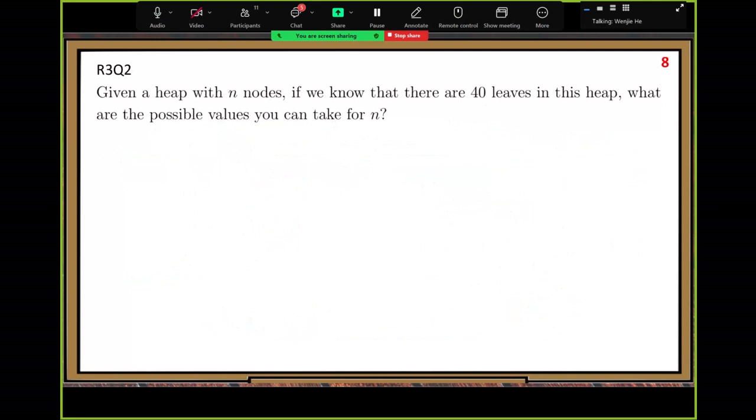Next one: given a heap with n nodes, if we know that there are 40 leaves in this heap, what are the possible values you can take for n? Let's answer this simple question. This question is very simple, but here I give you the easy way to find it.